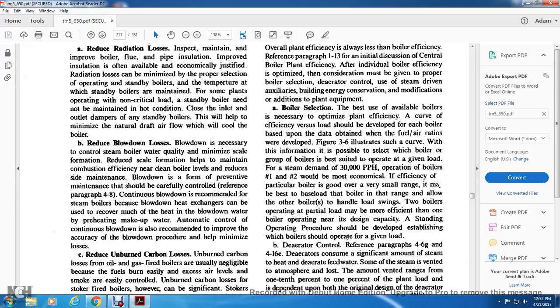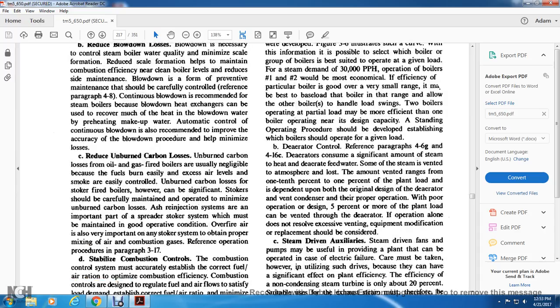For a steam demand of 330,000 pph, operating boilers number 1 and 2 would be economically efficient. A particular boiler may be good only within a very small range, and it may be best to base load that boiler in that range and allow the other boilers to handle the load swing. Two boilers operating at partial load may be less efficient than one boiler operating near the design capacity. A standing operating procedure should be developed, establishing which boilers should operate at a given load.